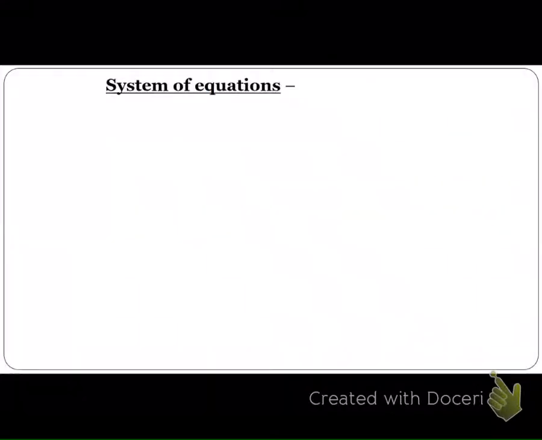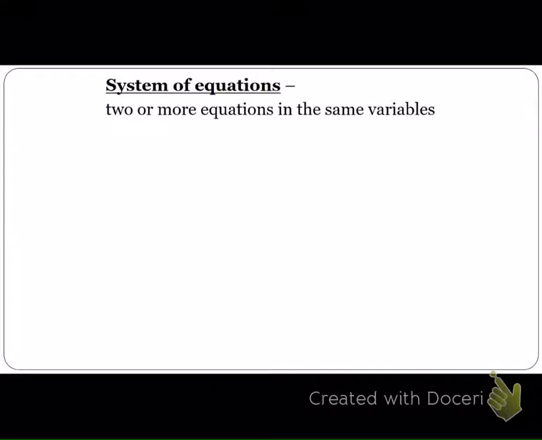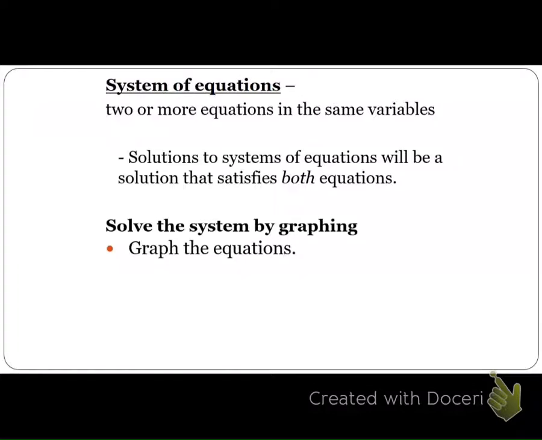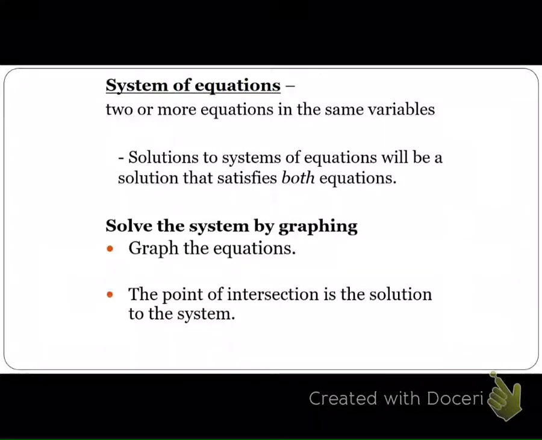So, let's just talk about systems of equations. A system of equations is two or more equations in the same variables. So what that just means is that you have two variables, x and y typically, but it doesn't have to be, and it has two equations or more. So that creates a system instead of it just being one single equation. The solution to a system of equations will be a solution that satisfies both equations.